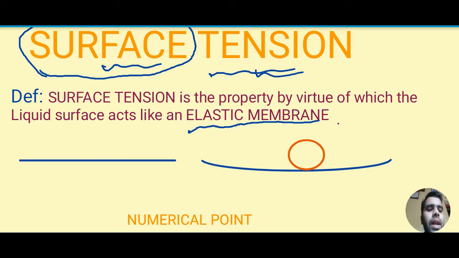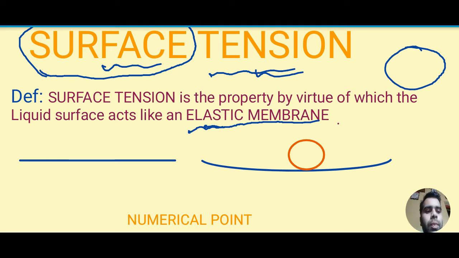What is a membrane? A membrane is like a net. So this is a membrane. Anything that is like a surface, like a net. And what is elastic? It will have some elastic deformation. It will not undergo any permanent deformation. It can resist some amount of load.